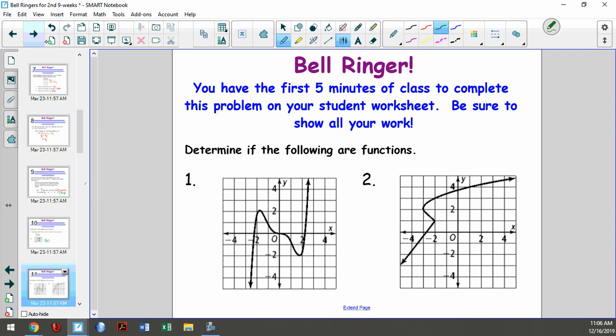Determine if these are functions. How do you do this? Vertical line test. Does it pass? Vertical line test. Does it pass? Do we understand that? Any questions over that?